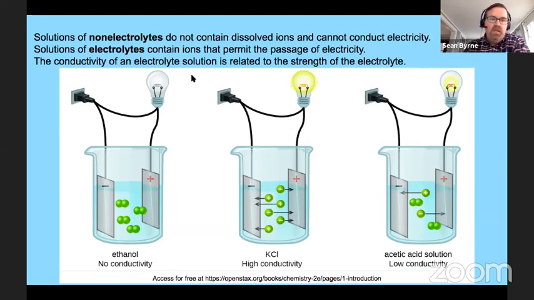And the last thing we know is that the conductivity of an electrolyte is related to the strength of the electrolyte. So if there are more ions in here, it will conduct electricity better. If there are fewer ions, there would be less conductivity. So what we see here is lots of ions in this beaker, so we have a bright light, and fewer ions here, so we have a dimmer light bulb because there's acetic acid, right? A nice weak acid, similar to the weak acid we talked about in the first problem.